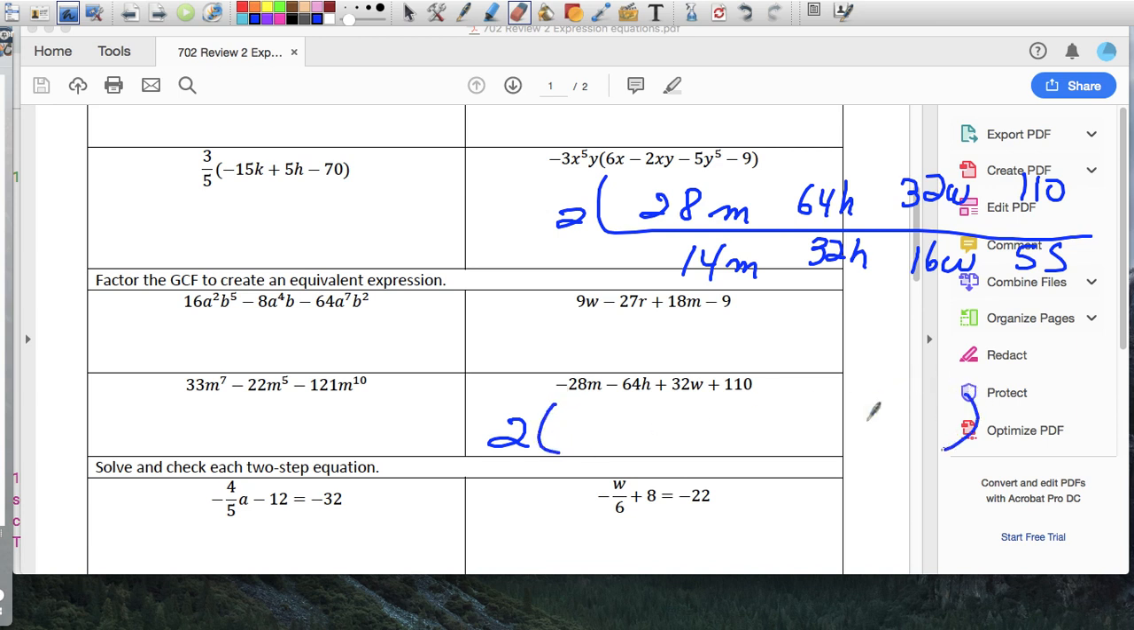So inside, 2 multiplied by what would give me 28M would be negative 14M, right? Well, 2 multiplied by what would give me negative 64H would be negative 32H. 2 times what would give me 32W? Here's my answer, 16W plus 16W. And 2 times what would give me 110? Here we go, 55 plus 55. So this would be the factored version of this expression.